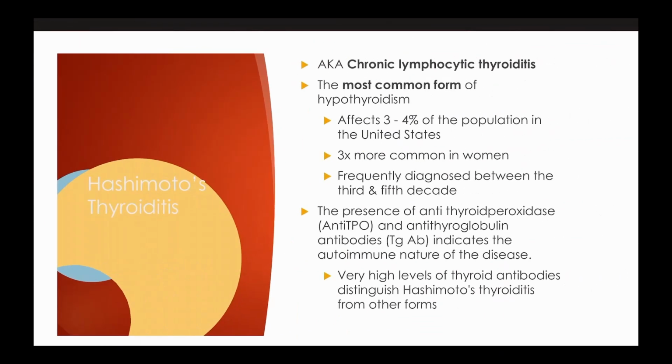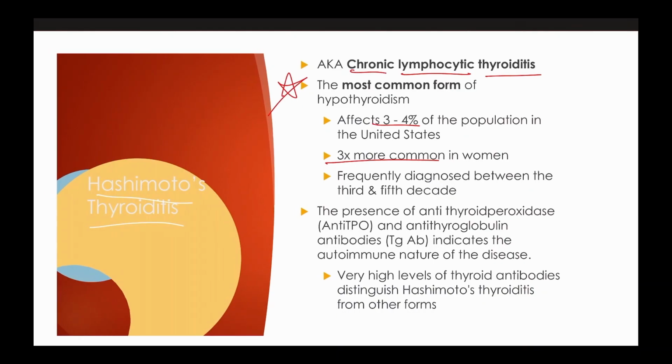So again, just a summary slide of all that stuff put together. Here is our Hashimoto's thyroiditis, also known as chronic lymphocytic thyroiditis, the most common form of hypothyroidism. Okay? 3 to 4% of the population, 3 times more common in women. So remember, these things are there for a reason. I highlight that for a reason, so know that women get hypothyroidism more frequently than men. Frequently diagnosed between the 3rd and the 5th decade. So what ages?